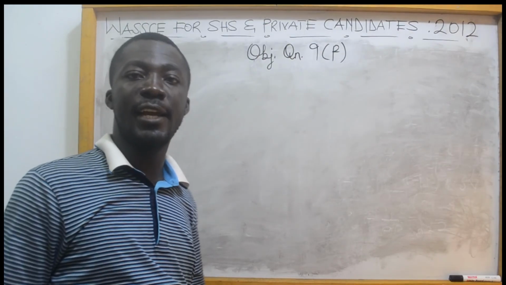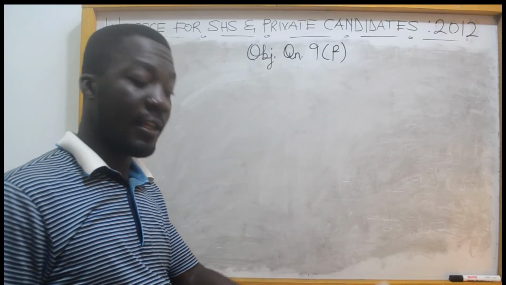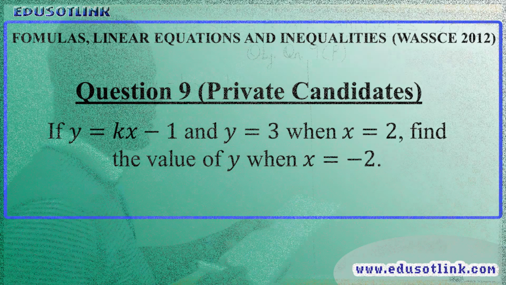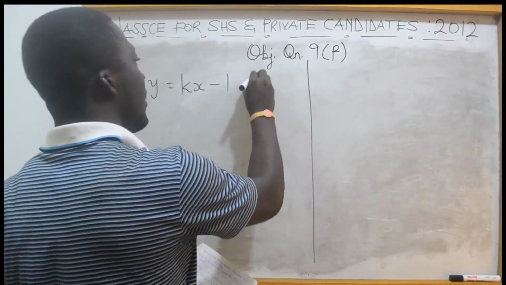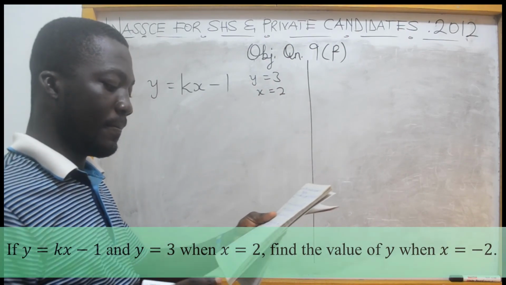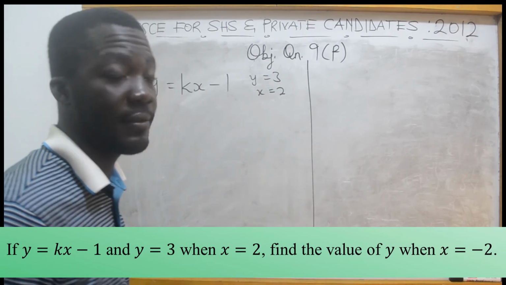Objective question 9 for private candidates. The question begins, if y is equal to kx minus 1, and y is equal to 3 when x is equal to 2. Find the value of y when x is equal to negative 2. We'll come to that later.